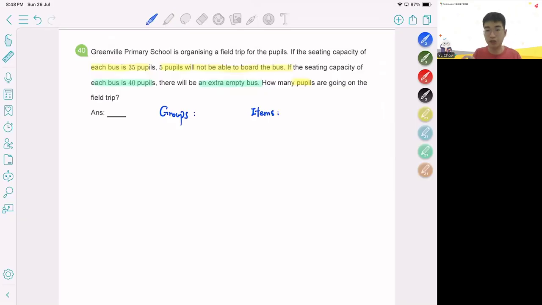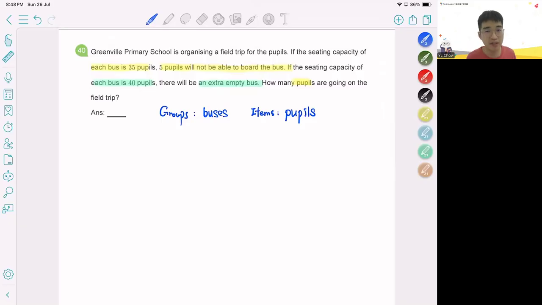What am I distributing? Those are your items. To whom are you distributing? Those are the groups. Now, here you can think of it as I am giving pupils to buses. Every bus, either I give 35 or every bus I give 40. So you can think of one group as a bus, and the items are your pupils. You are giving pupils to buses.